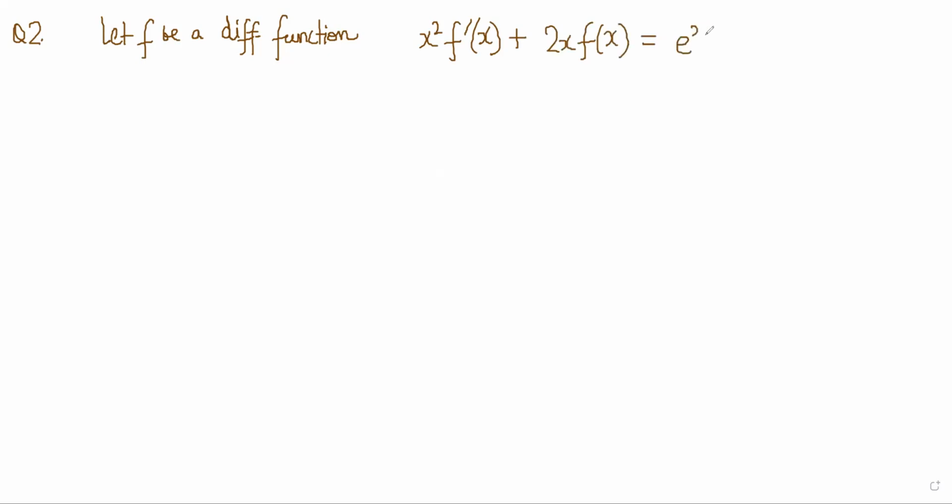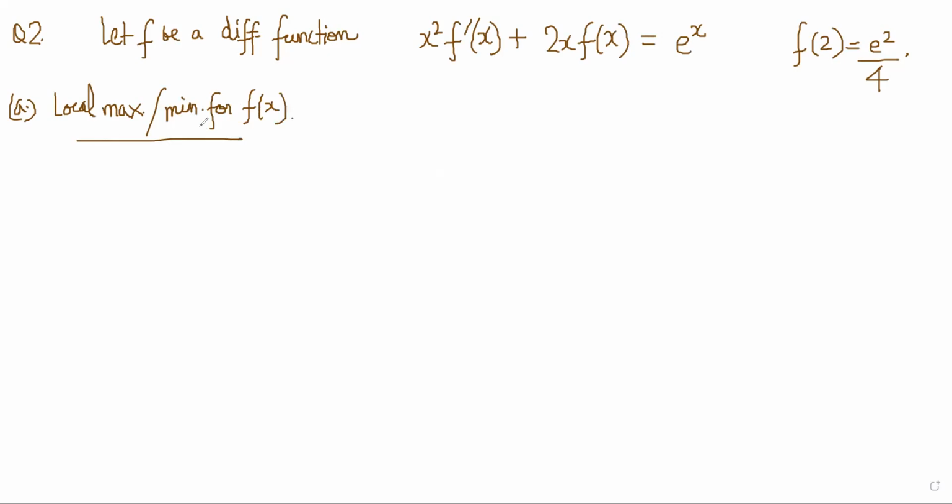This question is, let f be a differentiable function which satisfies this relation, and also f(2) is equal to e square by 4. Then the question is, what can you say about local maxima and minima for f? Does it have any local maxima, minima, and all? That is the question. So you have to try to find the function basically.